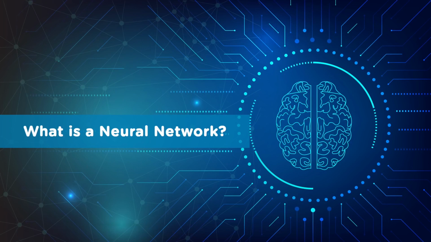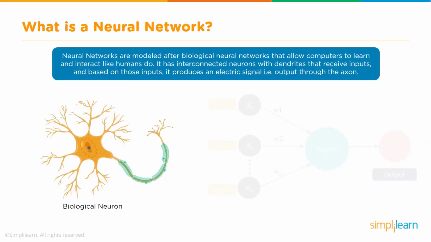So, as I mentioned, one of the secret sources of deep learning is neural networks. So, what is a neural network? Neural networks are based on our biological neurons. The whole concept of deep learning and artificial intelligence is based on the human brain. And the human brain consists of billions of tiny interconnected neurons.